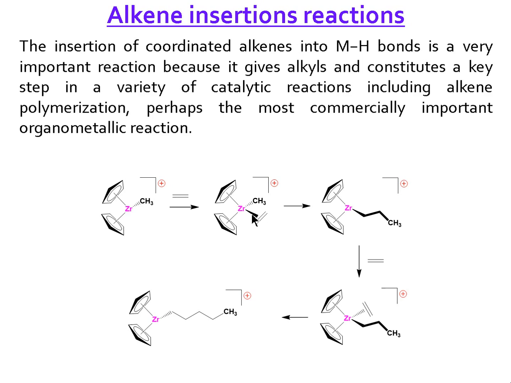So we transform the first alkene to alkyl with 3 atoms of carbon. The 3 become 5. The 5 will become 7. The 7, by addition of alkene, will form alkyl of 9 atoms of carbon, and it will continue. So we will have polymerization.